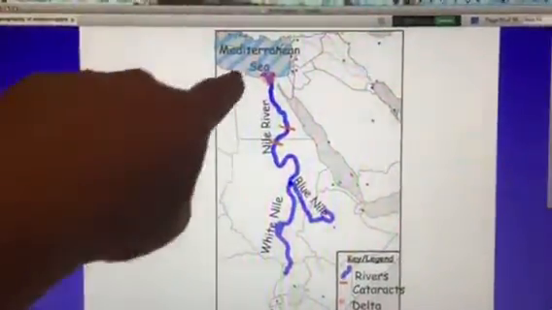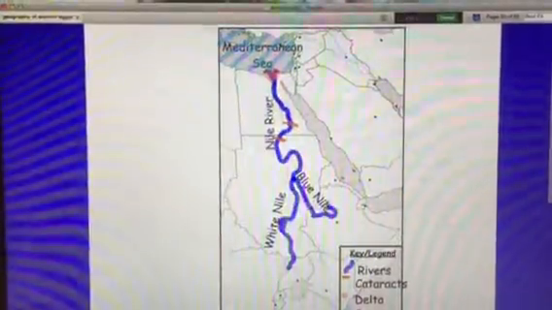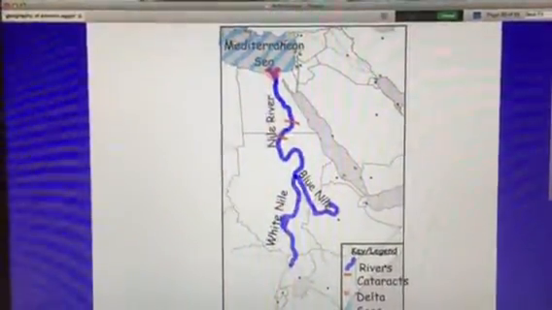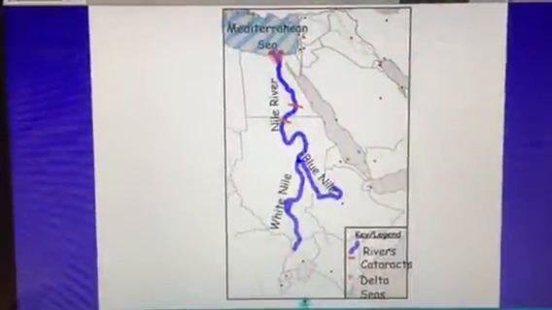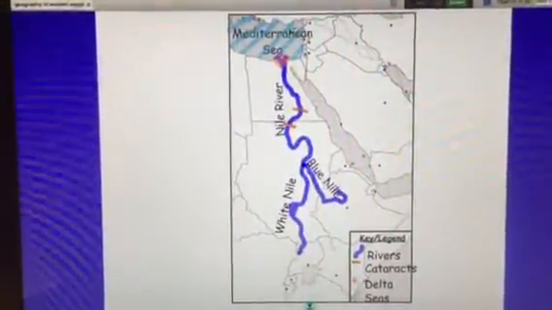Okay, you're going to color in and label the Mediterranean Sea. I'll give you just a moment to do that. And remember, you can stop and pause as we're going along. I just kind of got to get through this so that it'll load.